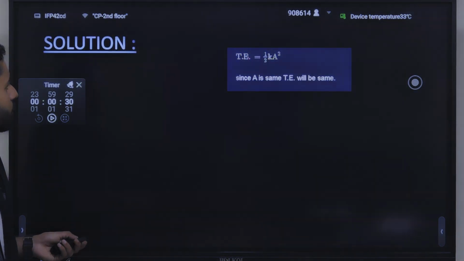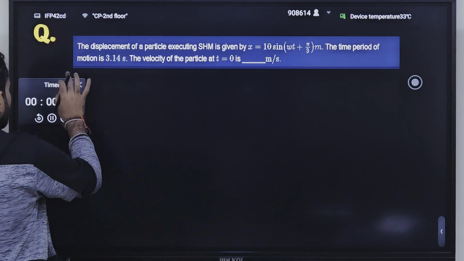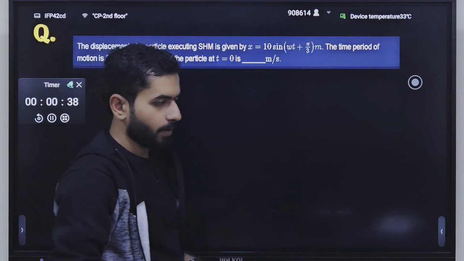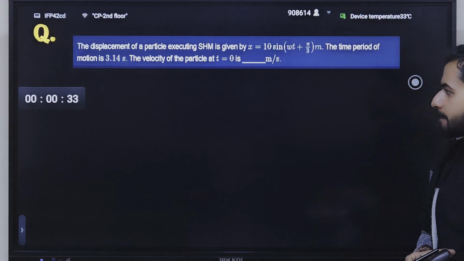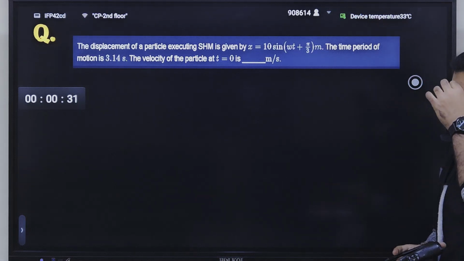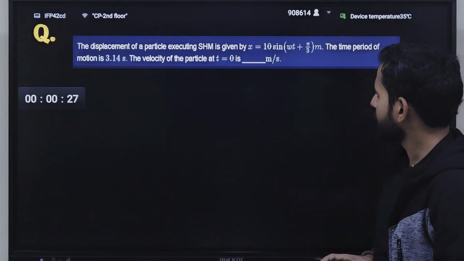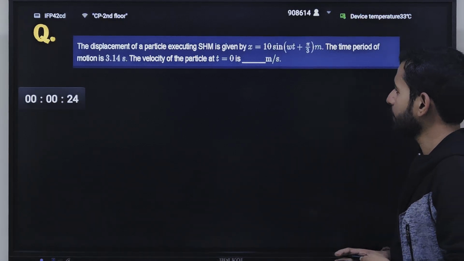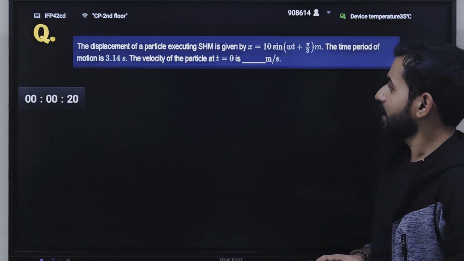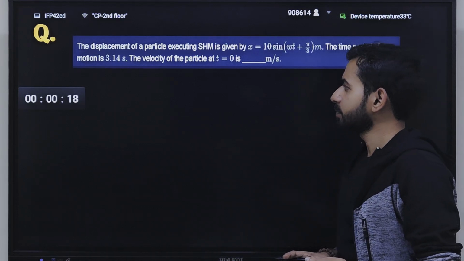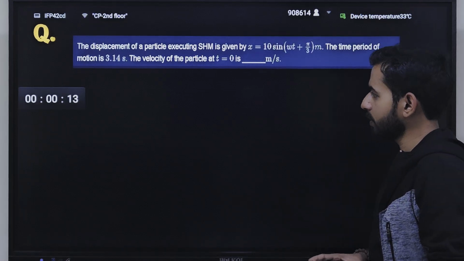Good for understanding. So this is the next question. Try to attempt this question. 40 seconds are sufficient for solving it. The displacement is given in the equation. The time period of the motion is also given, 5 seconds. Find the velocity of the particle at t equal to 0.